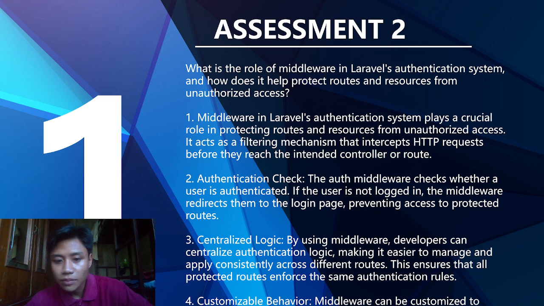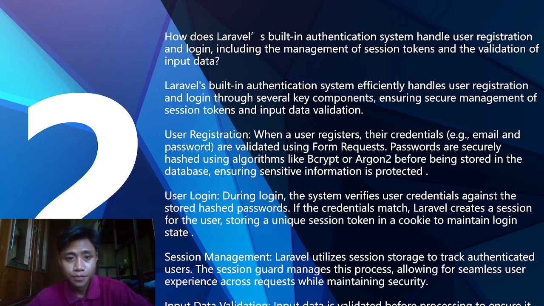The middleware redirects them to the login page, preventing access to protected routes. Number 3 is centralizing logic. By using middleware, developers can centralize authentication logic, making it easier to manage and apply consistency across different routes. This ensures that all protected routes enforce the same middleware and the same authentication rules.